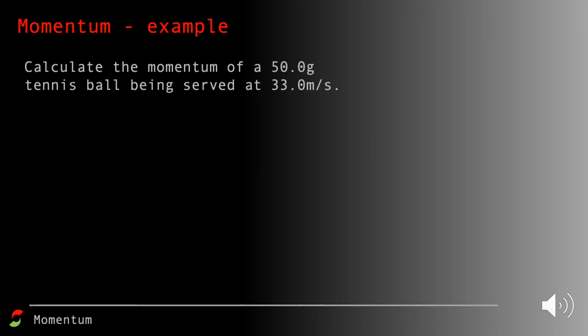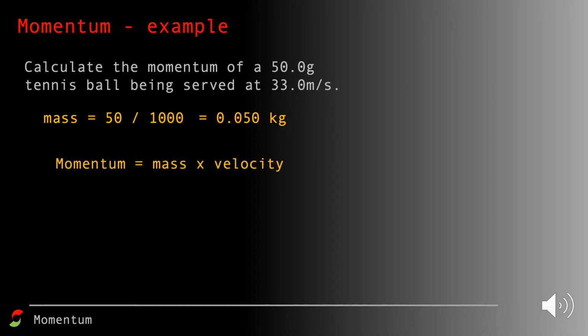We're going to be calculating the momentum of a 50-gram tennis ball being served at 33 meters per second. The first thing to recognize there is that the mass is not in the right units, and they often do this when it comes to straightforward questions. They try to put in something that makes it a little bit trickier, and in this case it's you, the students, being able to recognize that the mass is in the wrong units. So converting 50 grams into kilograms by dividing it by 1,000, the mass is actually 0.050 kilograms.